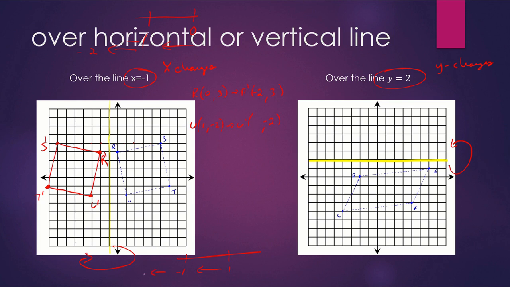So 2 units more in that direction puts me at -3. And if we look at U prime, that's 1, 2, 3. That is indeed at -3. And we repeat the same process for T and S.